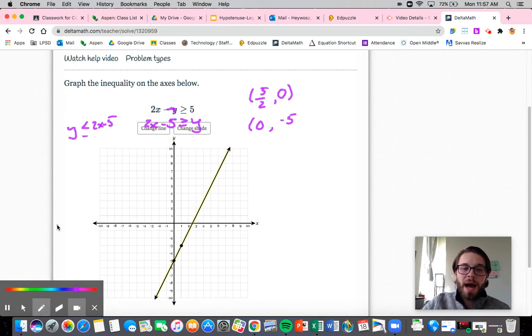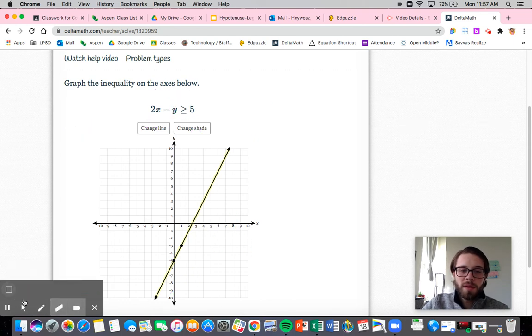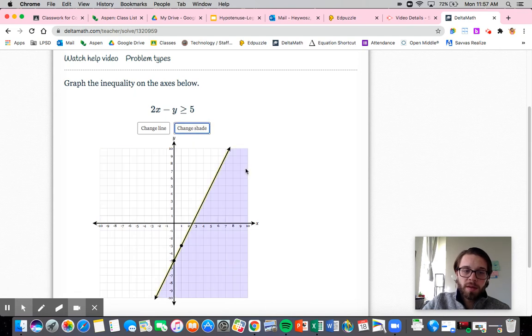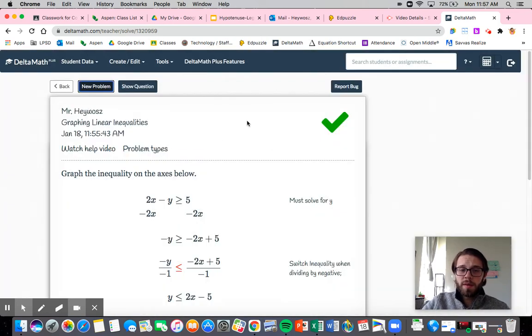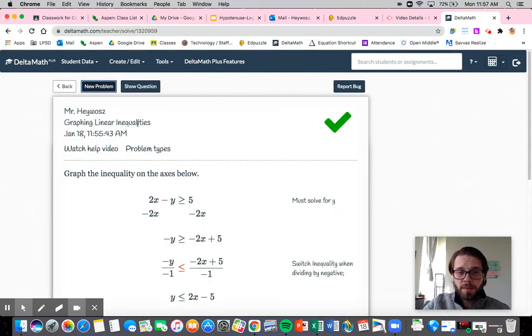All right, so again, I'm going to check with a point. I'm going to plug in 0, 0. So is 0 greater than 5? Well, no, so I'm going to shade this way. Because it did not work, I have to shade that way. And the other thing, too, is that when you rewrote it, it was the less than, shade down.